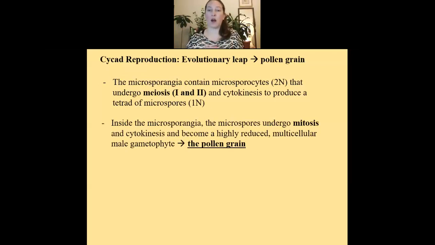Those microspores are going to undergo mitosis and cytokinesis to become this highly reduced male gametophyte plant, which we now call the pollen grain. So, major evolutionary leap for the megaspore was that now in the seed plants, it's inside of an ovule. Major evolutionary leap for the microspore is that now it contains an even more reduced male gametophyte plant, which we call the pollen grain.